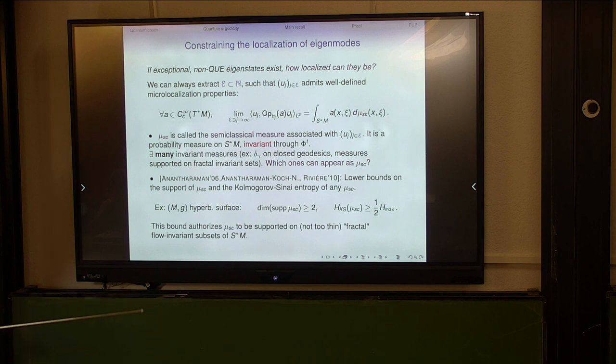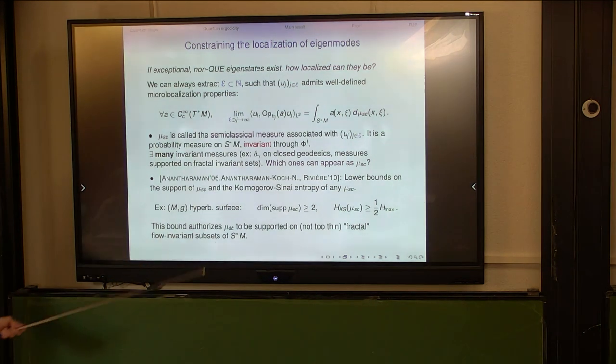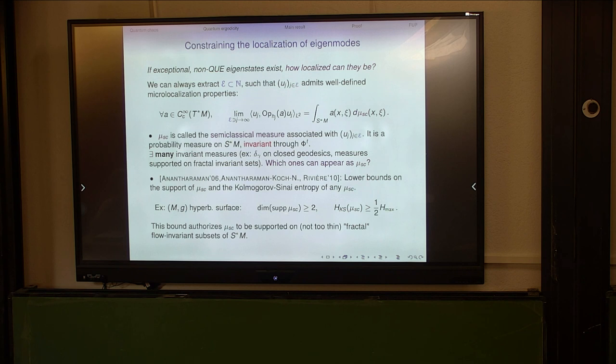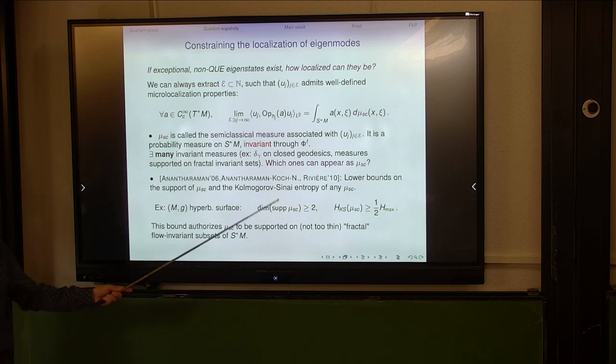Well, one can see two types of results. First, the support of the limit measure, of this semi-classical measure, cannot be arbitrarily small, arbitrarily thin. In case of constant negative curvature, the support has dimension greater or equal to 2. So 2 is larger than 1: 1 is just along one orbit, a delta measure on a periodic orbit, which has dimension 1. And the full phase space here is the unit cotangent bundle, which has dimension 3. So 2 is just in the middle between 1 and 3.